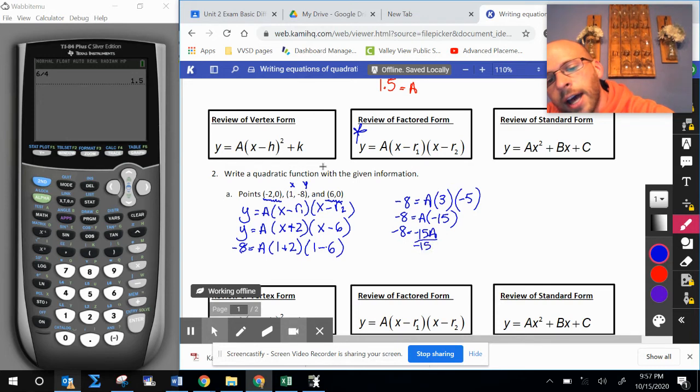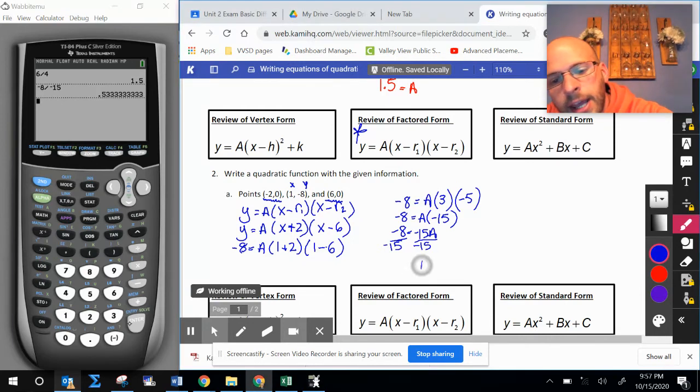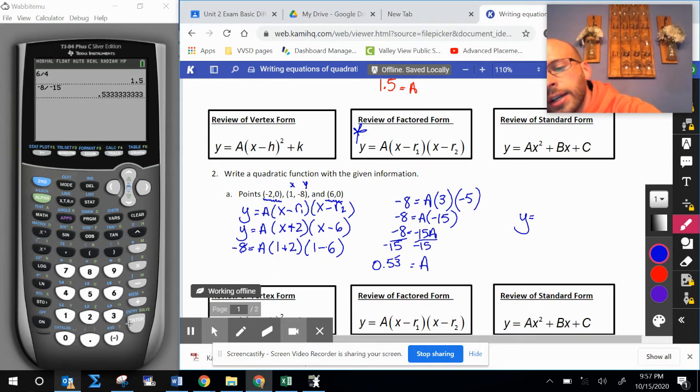So I can just divide that negative 15 over to the other side. Now on my calculator, I'm going to do negative 8 divided by negative 15. And I get my a value to be 0.53 repeating, which means the equation for this quadratic is going to be 0.53 repeating times (x plus 2). That's my first x-intercept.